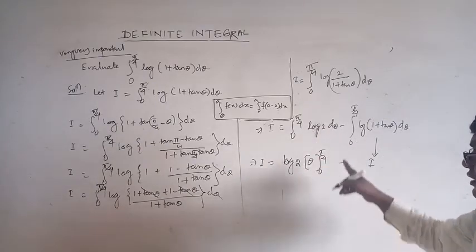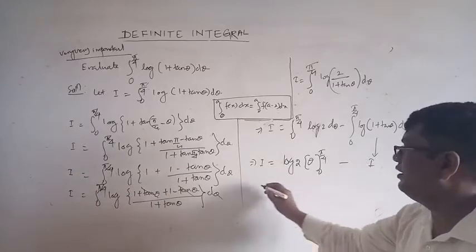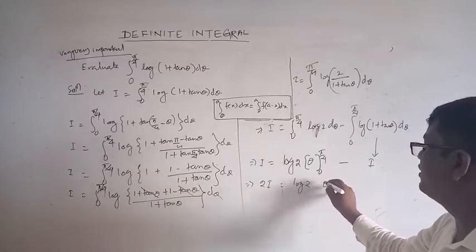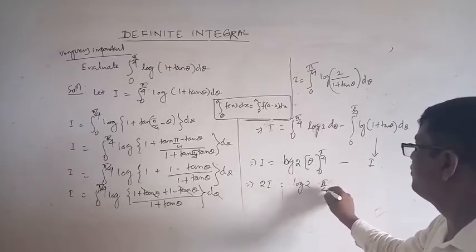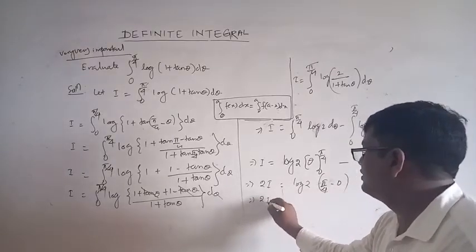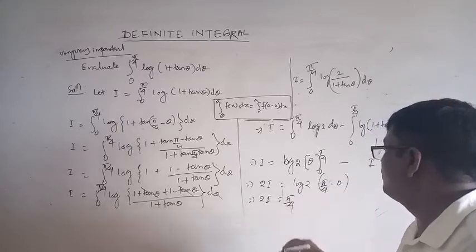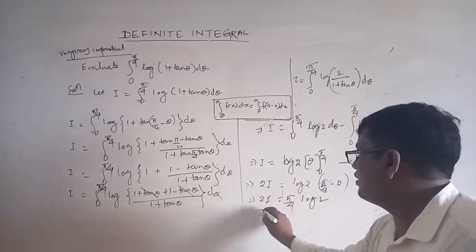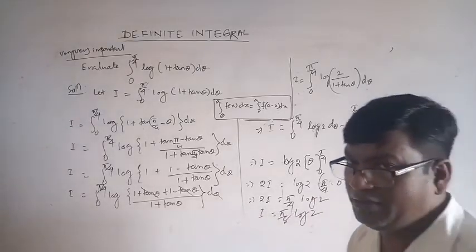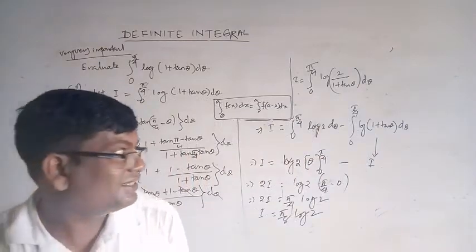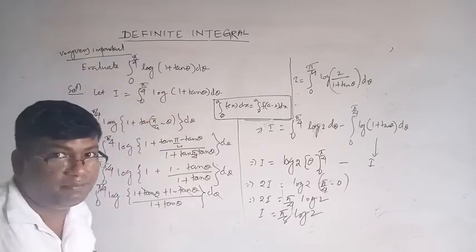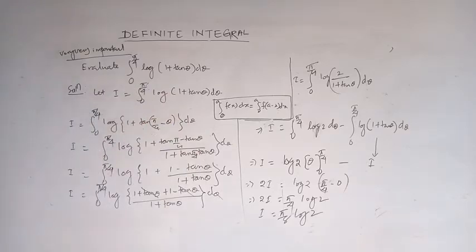Taking log 2 outside, the integration of d theta is theta. So 2I is equal to log 2 into theta, which means pi by 4 minus 0. So 2I is equal to pi by 4 into log 2. So I is equal to pi by 8 into log 2. This is very important. This is the solution of the question, and it is very important for the council examination.